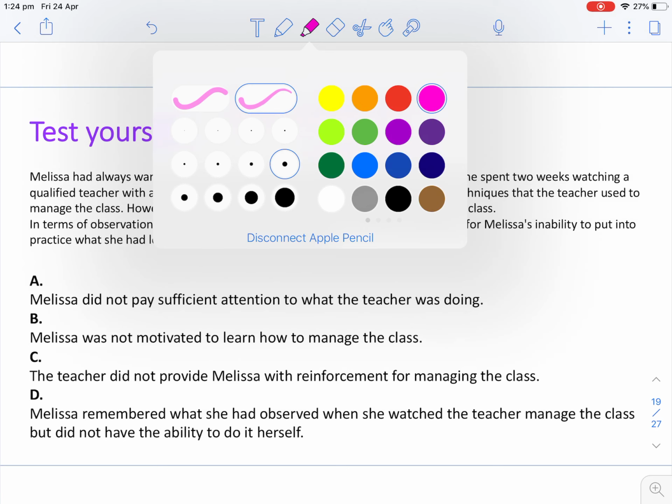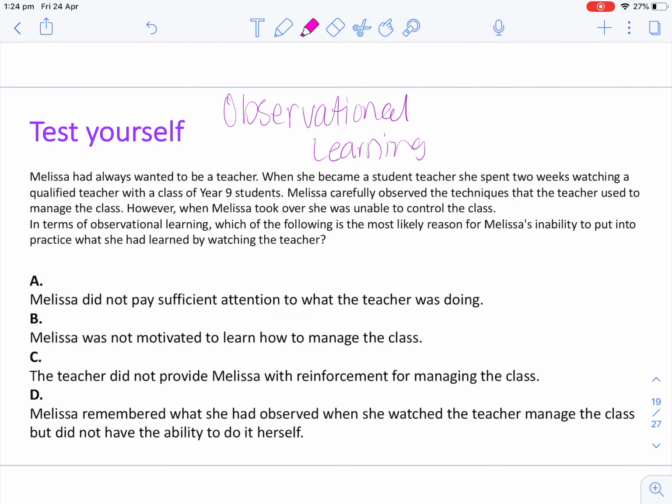Okay, so Melissa had always wanted to be a teacher. When she became a student teacher, she spent 2 weeks watching a qualified teacher with a class of year 9 students. Melissa carefully observed the techniques that the teacher used to manage the class. However, when Melissa took over, she was unable to control the class. In terms of observational learning, which of the following is the most likely reason for Melissa's inability to put into practice what she had learnt by watching the teacher?